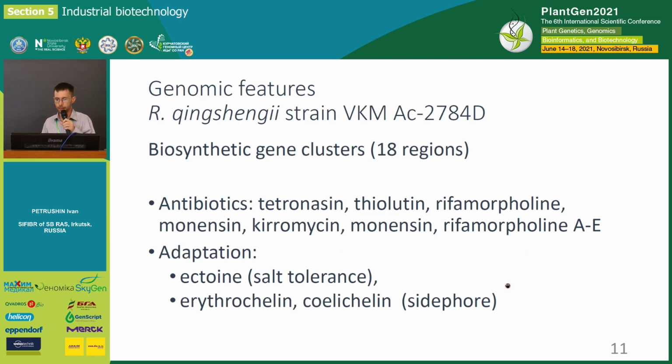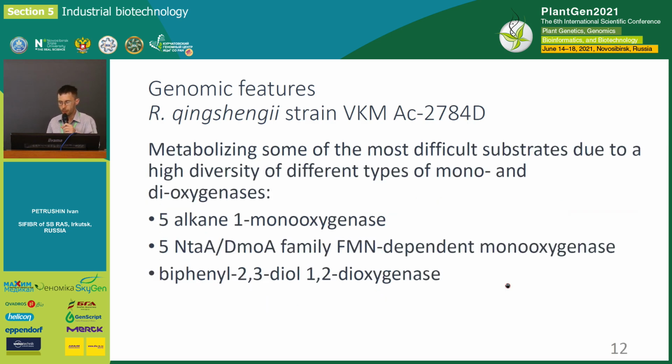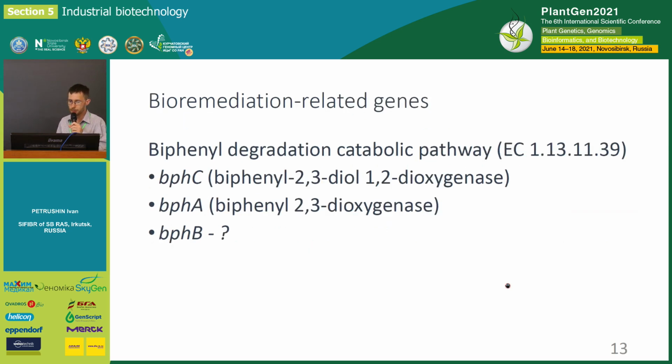And coming back to oil degradation, we saw that our strain metabolizes some of the most difficult substrates due to its high diversity of different types of mono- and dioxygenases, for example, for alkanes and biphenyl. We tried to group these genes into pathways. Pathways were taken from KEGG, the Kyoto Encyclopedia, and for example, the very promising biphenyl degradation catabolic pathway. We found some key genes. You can ask me where the other genes are. It's a problem with annotation because it is automatic, and most genes may be annotated incorrectly and need manual verification and manual search via BLAST or HMM profiling.